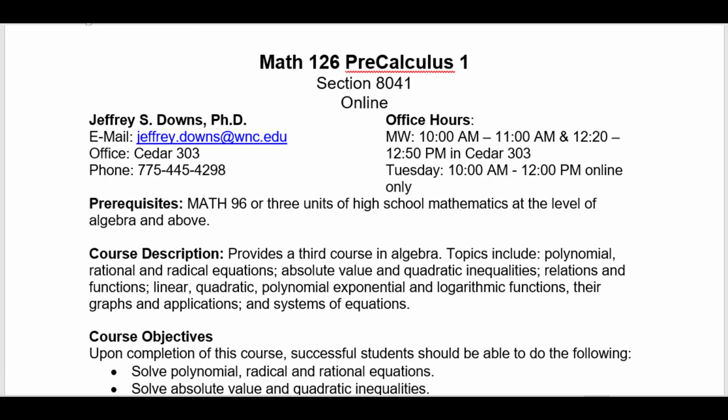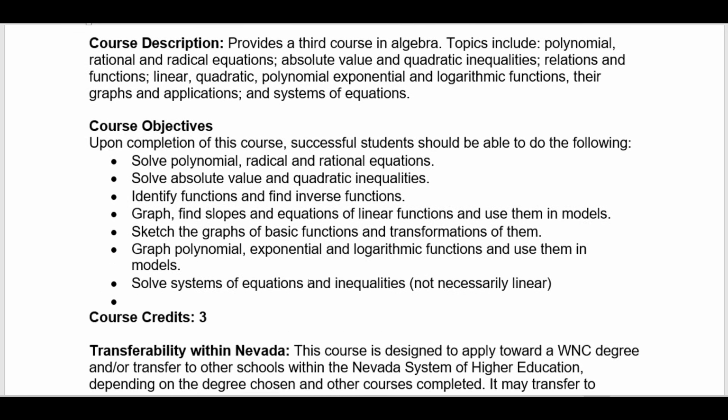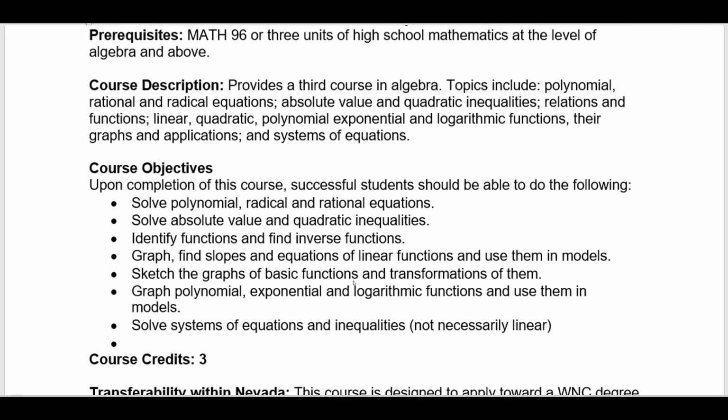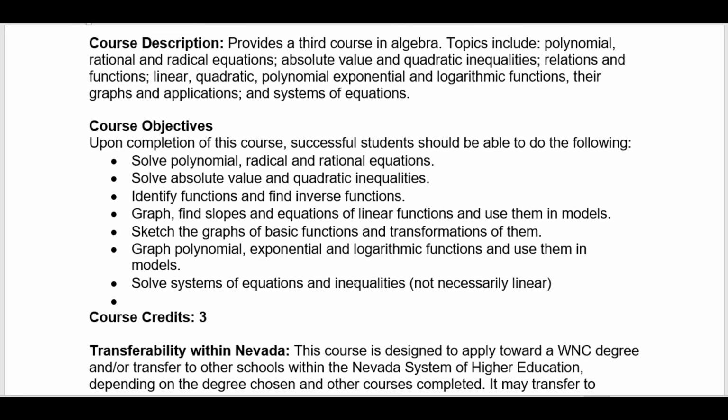Okay, prerequisites: Math 96 or 3 units of high school mathematics at the level of Algebra 2 and above, because 96 is really like Algebra 2. The course description provides a third course in algebra, hence Algebra 1, Algebra 2. Topics include polynomial, rational, and radical equations, absolute value and quadratic inequalities, relations and functions, linear, quadratic, polynomial, exponential, and logarithmic functions. Those are a lot of fun. There are graphs and applications, even more fun, and systems of equations.